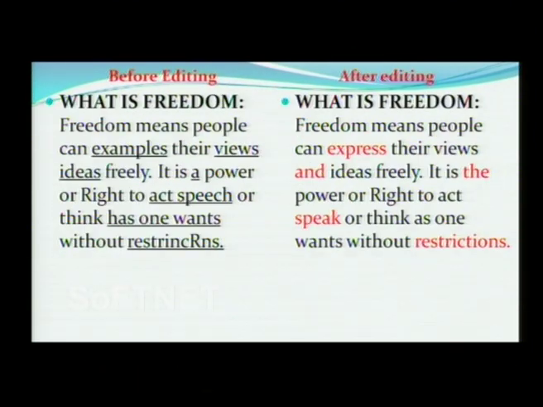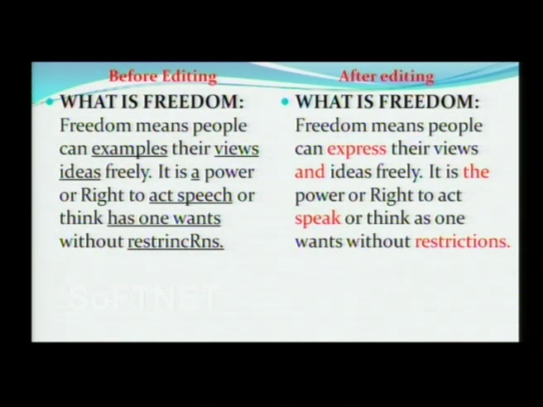In the next slide, we have taken the second sentence, the definition of freedom. What is freedom? Here the student wrote "freedom means people can examples." So it is an irrelevant word. That's why we corrected it as "express." Freedom means people can express their views and ideas. Views, ideas are written there, but there is no conjunction there. That's why we wrote "and."